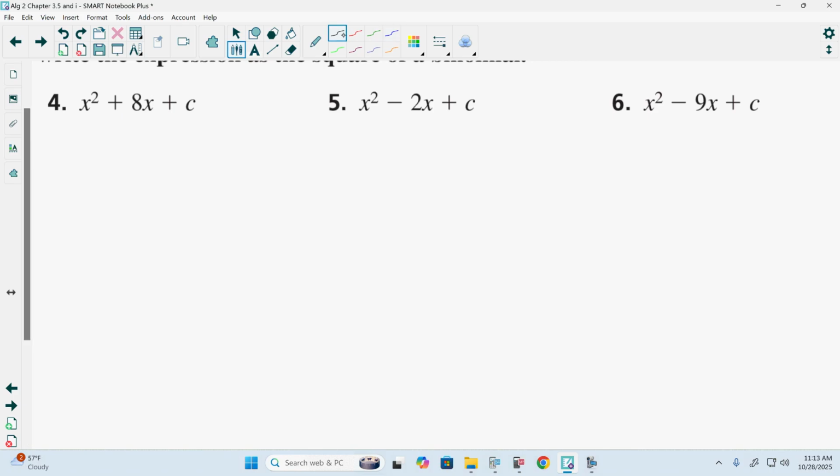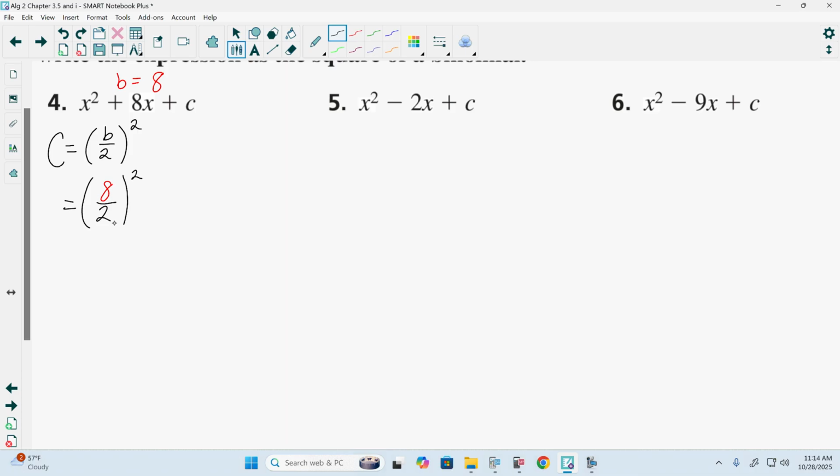So if we look at the next one, x squared plus 8x plus c. Now again, we said c is equal to b over 2 squared. And our value of b in this case is what? 8, and it'd be positive 8. So to find the value of c that would make this a perfect square trinomial, we would put 8 in for b, giving us 8 over 2 squared.